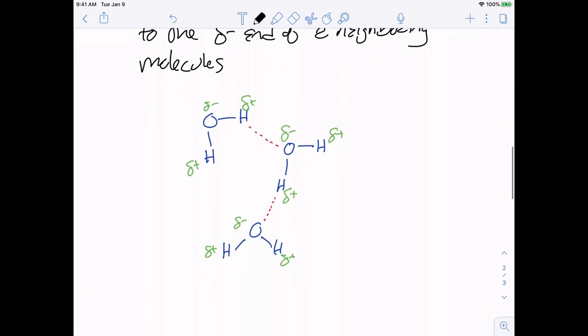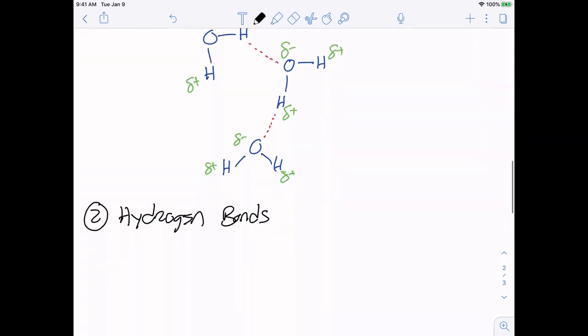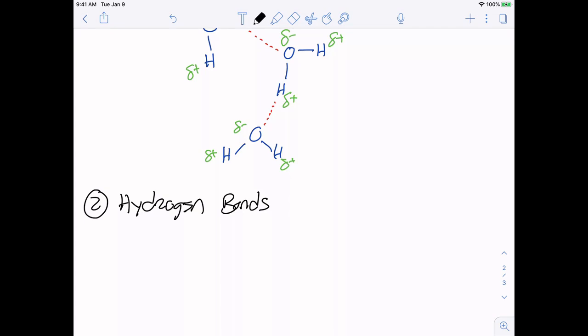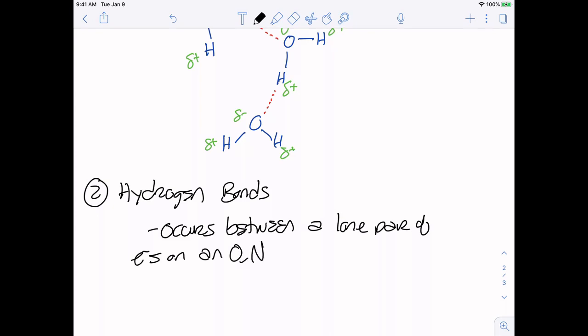The second one is going to be hydrogen bonds. And hydrogen bonds are very, very specific. So just bear with me as I write the definition, and then I'll go back and explain it. But this occurs between a lone pair of electrons on an oxygen, nitrogen, or fluorine atom. Sulfur is also an option. I'm going to leave sulfur off, so just for us, oxygen, nitrogen, or fluorine.